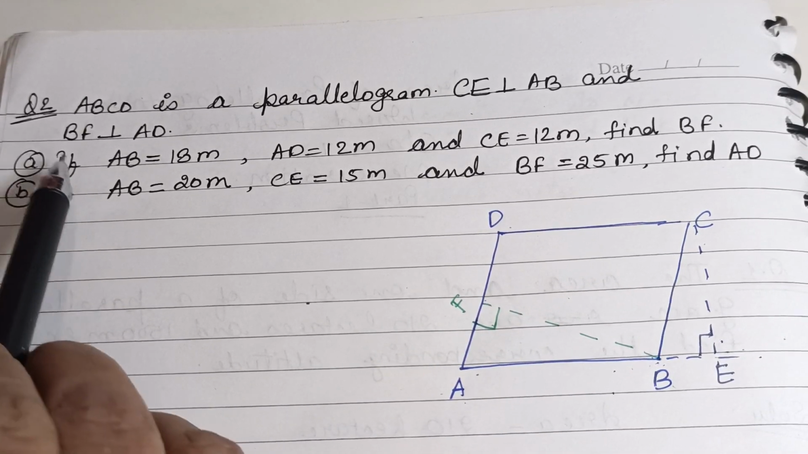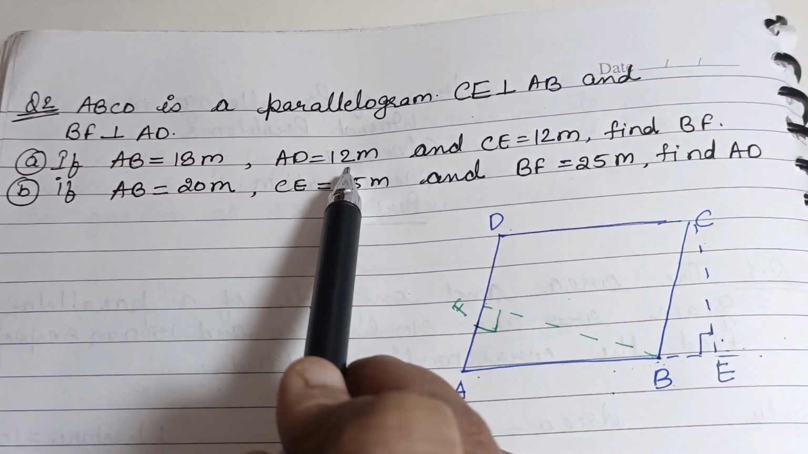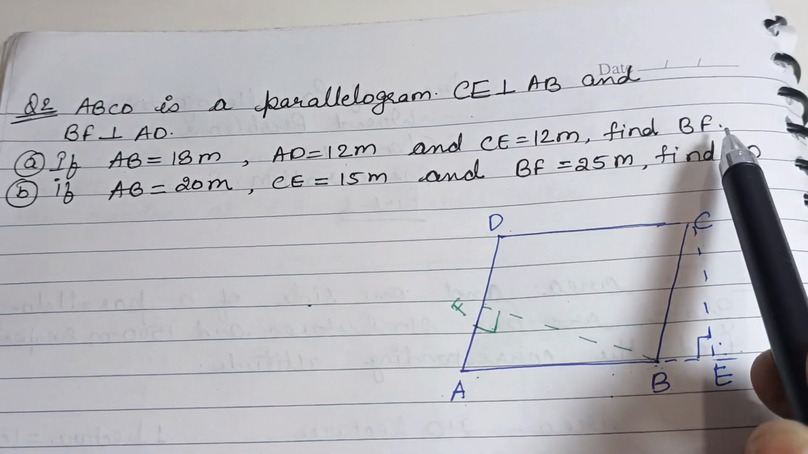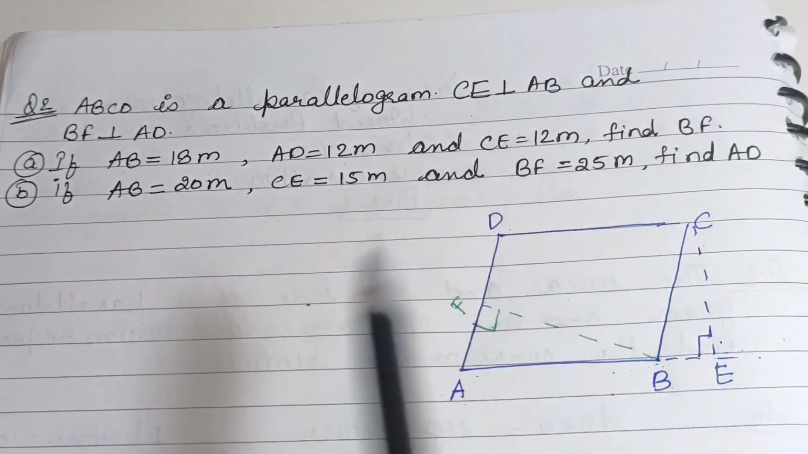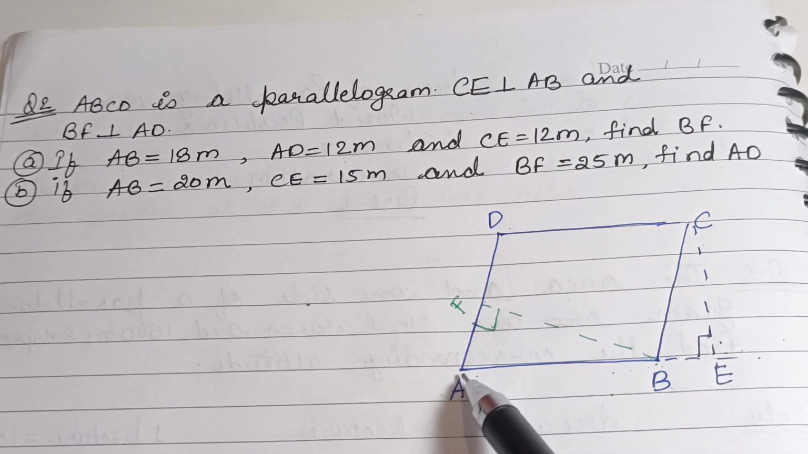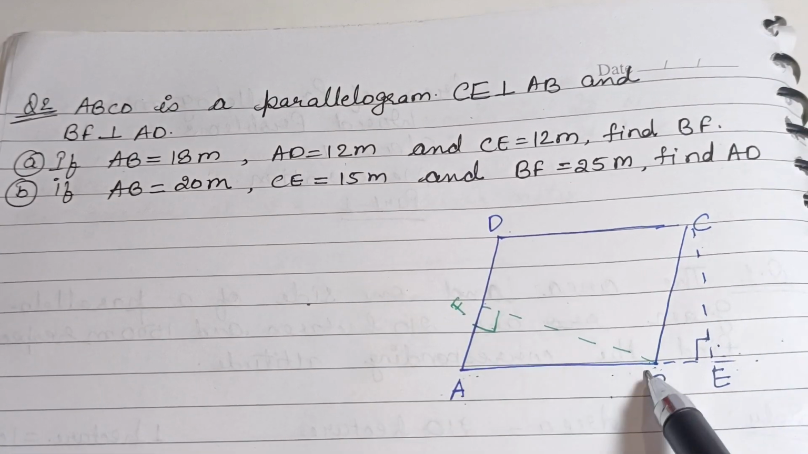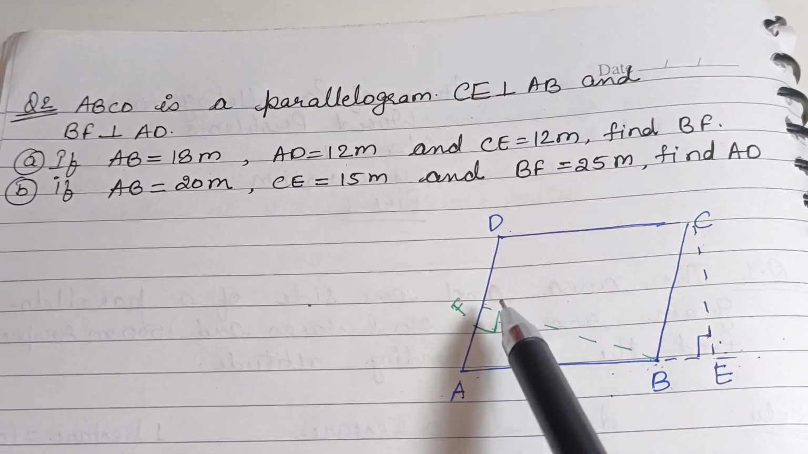Clear? Now what the question says: AB equals 18, AD equals this and CE equals this, find BF. As I have already told you, there are two ways to find the area, AB multiplied by CE or AD multiplied by BF.